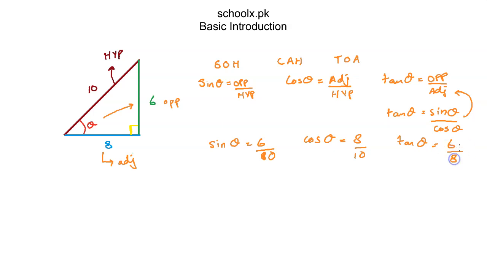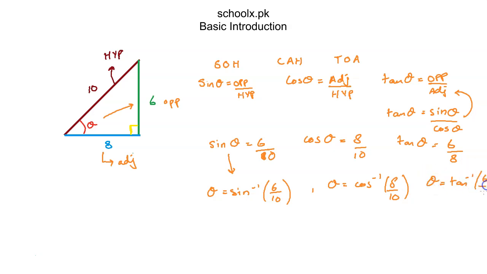Alright. So now if we want to find the angle theta, we can find it from these three equations. It's quite simple. For sine, theta equals sine inverse of 6 over 10. From cos, theta equals cos inverse of 8 over 10. From tan, theta equals tan inverse of 6 over 8.